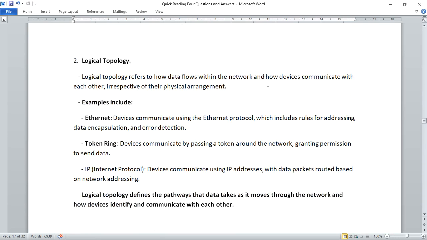Here we usually have Ethernet and token ring. When you talk about the Ethernet, devices communicate using Ethernet protocol, which includes rules for addressing, encapsulation of data and error detection. Here it is assumed that when a computer wants to send data, it listens to the cable, and when the cable is free, then it releases the data. When the cable is not free, it waits until the cable is free.